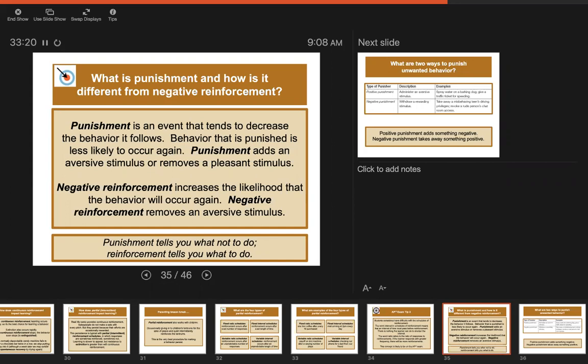Negative reinforcement removes an aversive stimulus. Think about taking a medicine to remove a headache. Punishment tells you what not to do. Reinforcement tells you what to do.